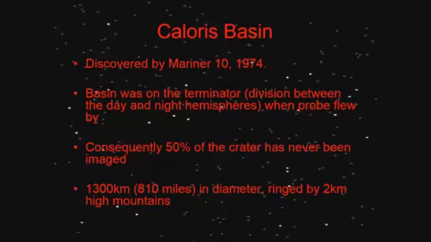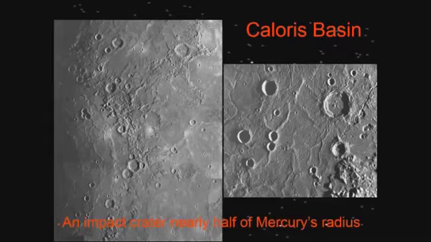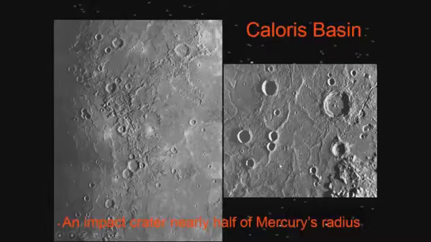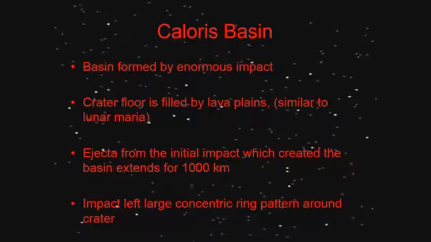So it's 1,300 kilometers across, and it's ringed by 2-kilometer high mountains. And here's the image that was so famous. But you can go back to the other images and you can find it. The impact crater, here's a better picture of it, is basically half of Mercury's radius. The basin is enormous, and it was formed by an enormous impact. And then the crater floor is filled in by lava plains, similar to the way we have what are referred to as maria on the moon, or mare.